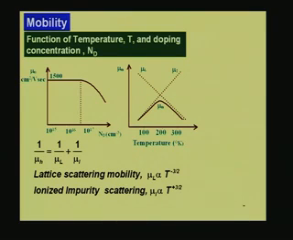So, some idea of this temperature dependence: the lattice scattering mobility is T to the power minus 3 by 2, ionized impurity scattering is T to the power 3 by 2. There are of course slight variations in that parameter; here it is T to the power plus n, and you can call the other one T to the power minus n.